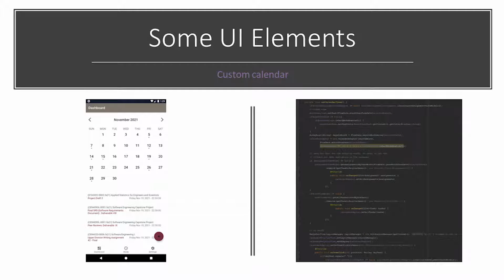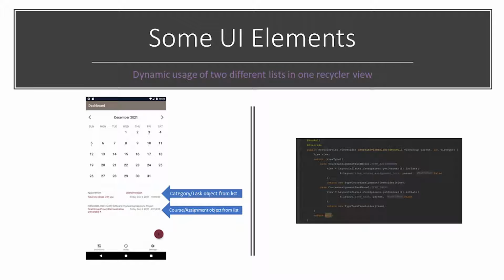Moreover, I used a single recycler view under the custom calendar to display data from two different lists, which took a bit of work as I had to ensure that my recycler view adapter dynamically picked a layout according to the class type of the object to be displayed. So once the user tapped on a day of the month, the goal was to display both assignment objects and task objects on a single recycler view list.